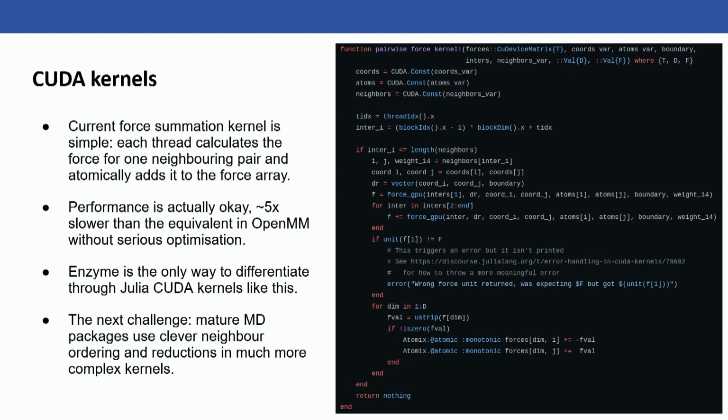It's about 5 times slower than the equivalent in OpenMM, but the equivalent in OpenMM is about 1,000 lines long, and it uses incredibly clever ordering of neighbors to avoid blocking on the atomic addition. So this is less than 20 lines, and it works pretty well, and it's differentiable with Enzyme. And Enzyme is the only way, to my knowledge, to differentiate through Julia CUDA kernels like this. So the next challenge here is to basically rewrite that 1,000-line OpenMM CUDA kernel to get this extra speed.